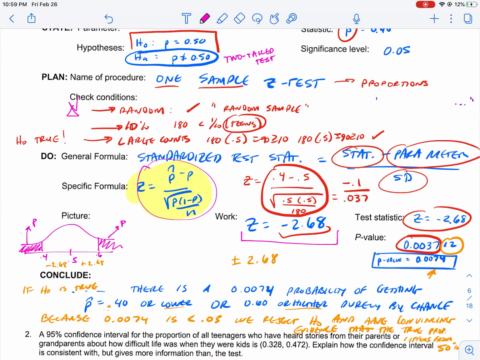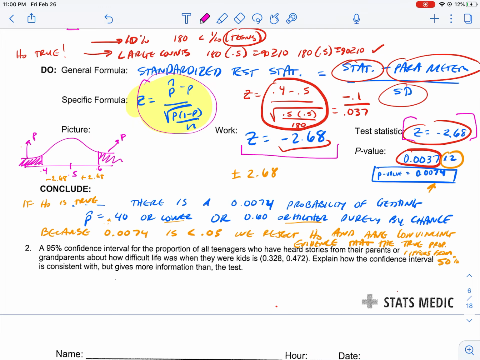So when we get to our p-value over here for the z-score of negative 2.68, we get 0.0037. But because it's a two-tailed test, we're saying the extremeness of the answers, either 0.4 and below or 0.6 and above, indicates that we have to multiply it by 2, because we're not saying is it greater than or less than. We're saying is it different from. So in our conclusion, we have to say there's a 0.0074 probability of getting 0.4 or lower or 0.6 or higher purely by chance. Because it's below the alpha level, we reject H sub 0, et cetera, et cetera.